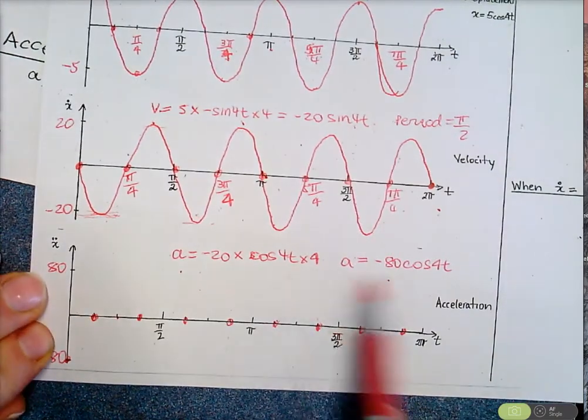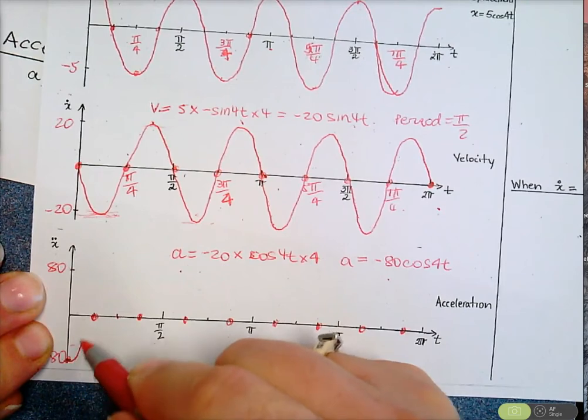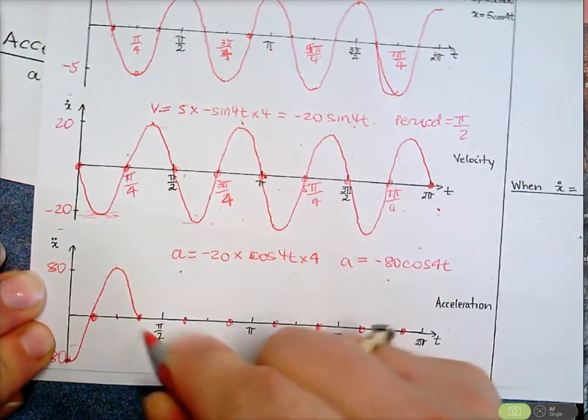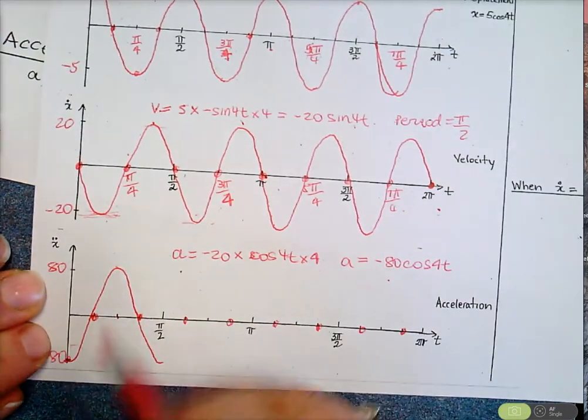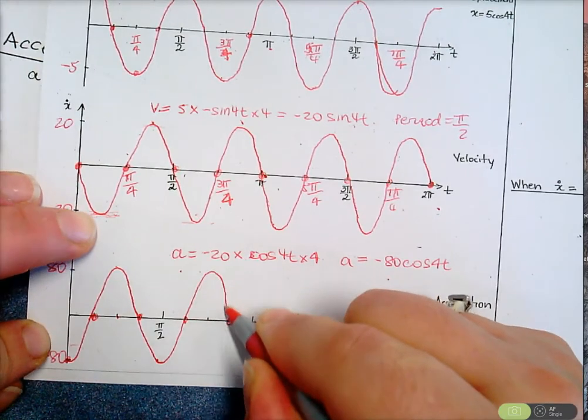So trying to graph this, cos curve is like that, but negative cos curve starts from down here. So it would be like this. And notice that the period is pi on 2. And keep going.